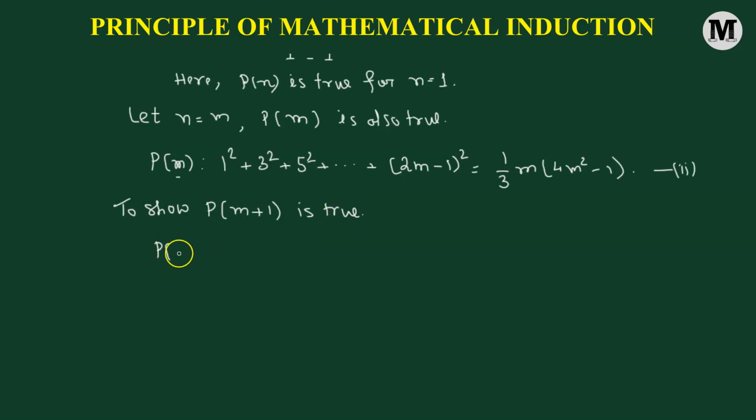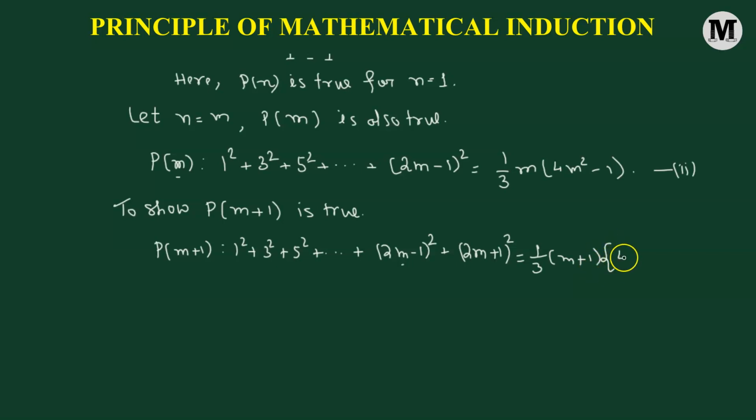We need to show that P of m plus 1, the statement is such that we have 1 squared plus 3 squared plus 5 squared going all the way up to 2m minus 1 whole squared. And we also have to consider the next term. The next term will be simply replacing this m value with m plus 1 in 2m minus 1 whole squared. So that's going to give us 2 times m plus 1 minus 1 whole squared. This is going to be equal to 1 over 3 times m plus 1, multiplied by 4 times m plus 1 whole squared minus 1. So this is what we need to prove.